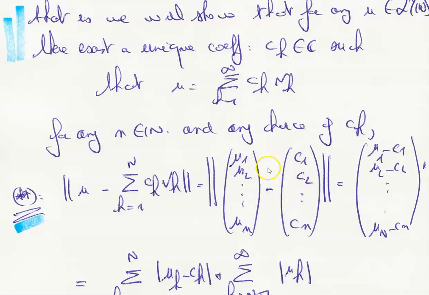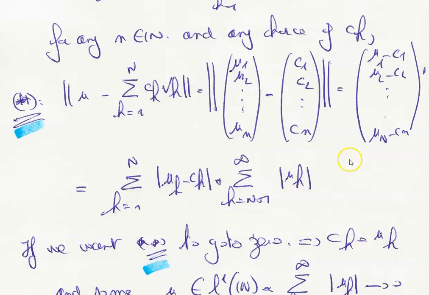Okay. So when you take the difference of two vectors, you get as a result a vector. I forgot the bars of the norm here. You can add them. But it's the vector composed of u1 minus c1, u2 minus c2, un minus cn. But this can also be written as the sum for k from 1 to n of the absolute value of uk minus ck, plus the sum for k from n plus 1 to infinity of the absolute value of uk.